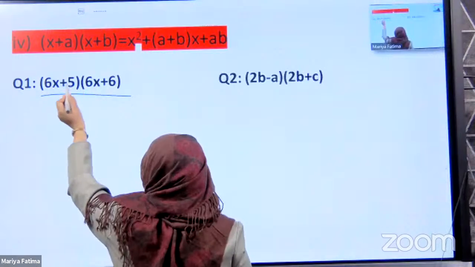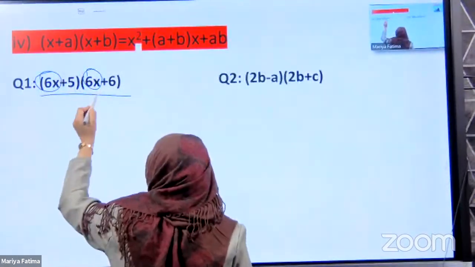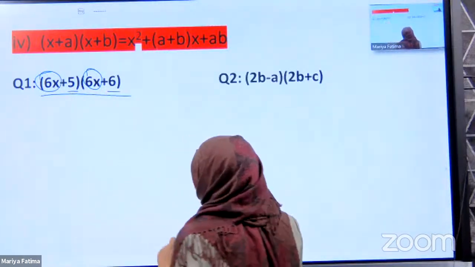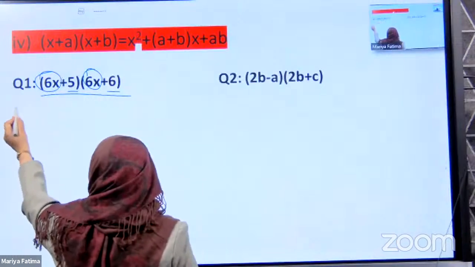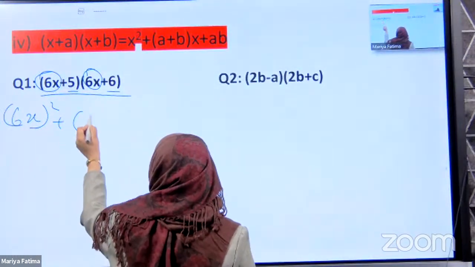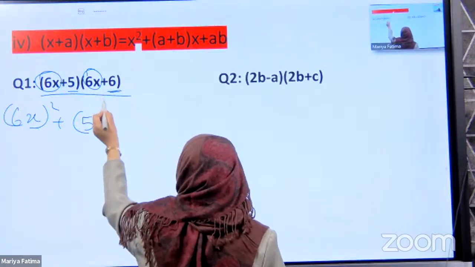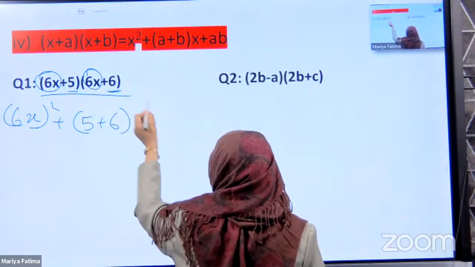See here, 6x plus 5 and 6x plus 6. These two are equal and these two are different. So we can use this identity. x square means (6x) whole square plus a, what is the value of a? 5, plus what is the value of b? 6, plus, into x, plus a into b.